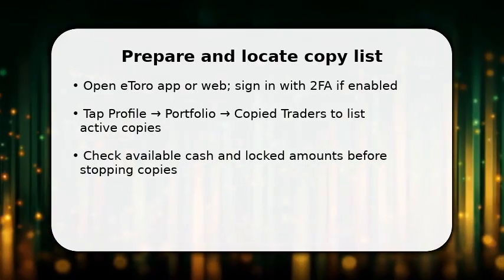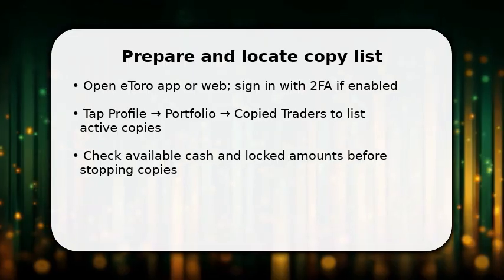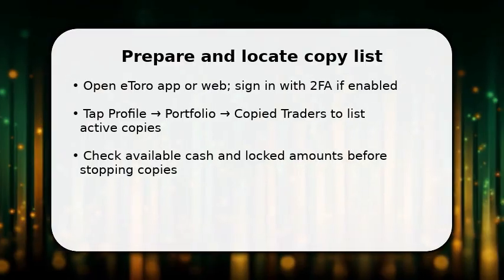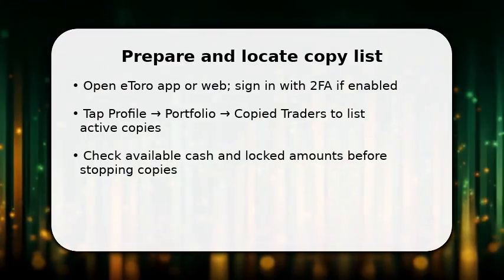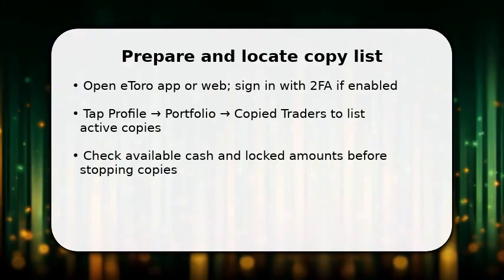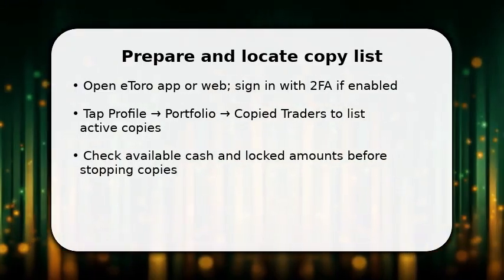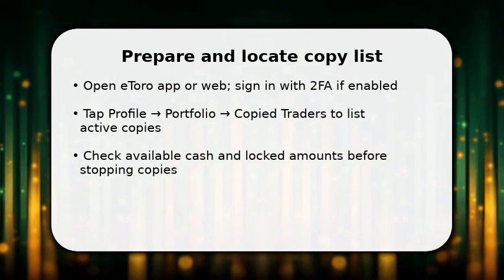Note your available cash and any locked amounts so you know which positions may close or remain until fully settled. This prevents surprises when you stop a copy. You'll understand the financial impact and avoid accidental liquidations as you proceed to remove copying relationships.